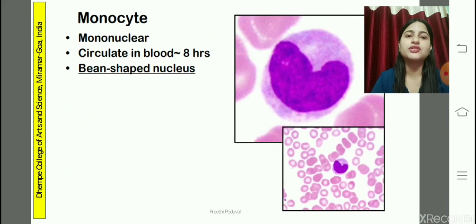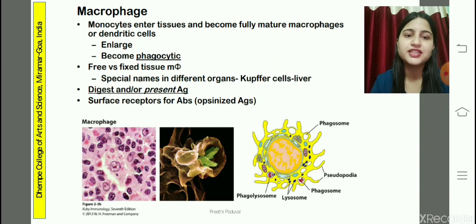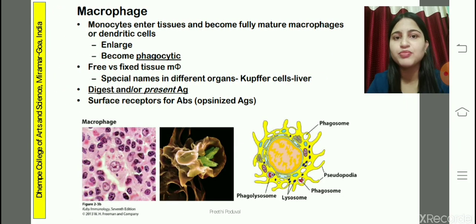So how do monocytes look? They are mononuclear, and they circulate in the blood for approximately 8 hours, and they have this bean-shaped mononucleus. Then macrophages, as the name suggests, help in phagocytosis, so they have these projections around them. They become fully matured, and they enlarge, they become phagocytic in function, and they help in digesting all these antigens that are presented by antigen presentation, and they also help in opsonization. So these are a few of the cells which play an important role.